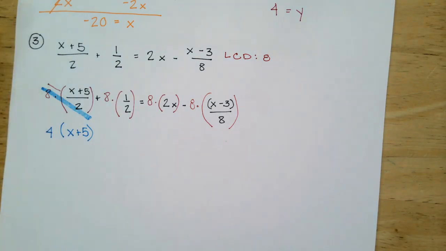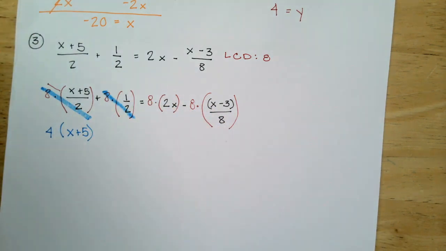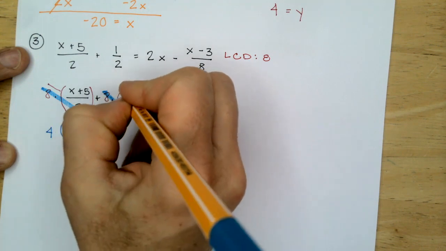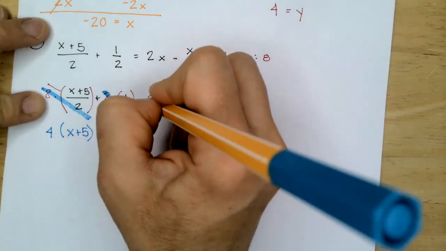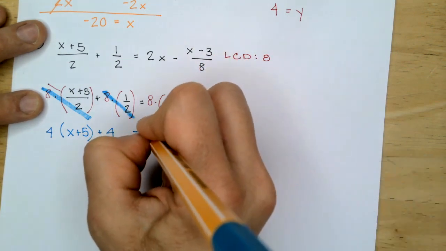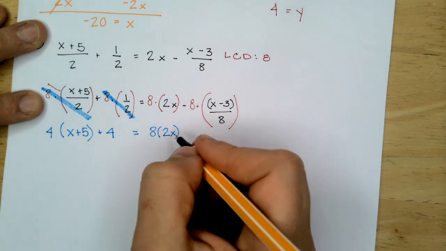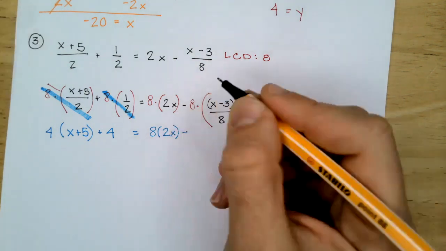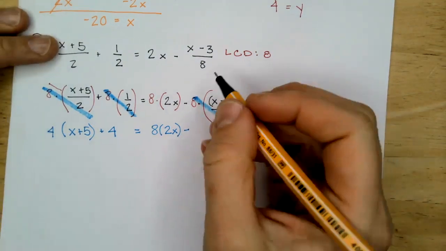Good? Same here. Here's a positive 8 being divided by 2. 8 divided by 2 is still 4. 4 times 1 is just 4. Here, there's nothing in the denominator, so we're just going to say it's 8 times 2x. You can go faster than me if you want, if you know what that is. Here's a negative, so I'm going to call it minus. 8 divided by 8 is 1, right?